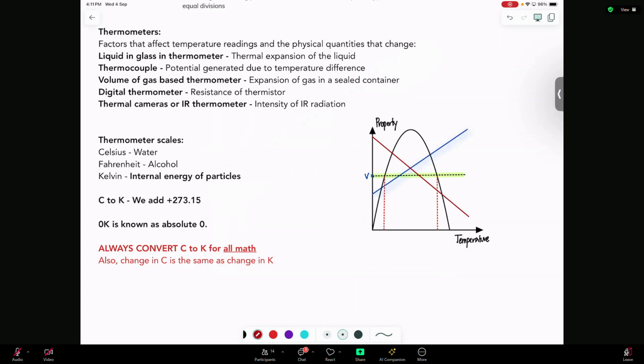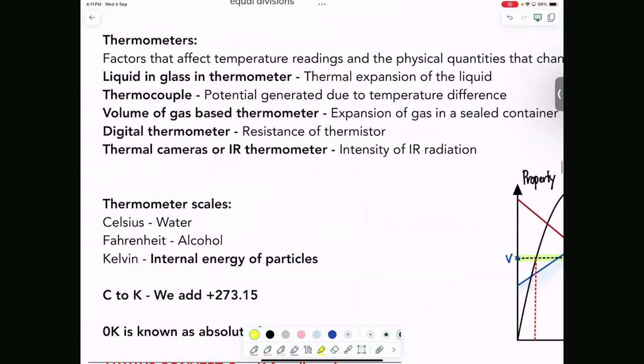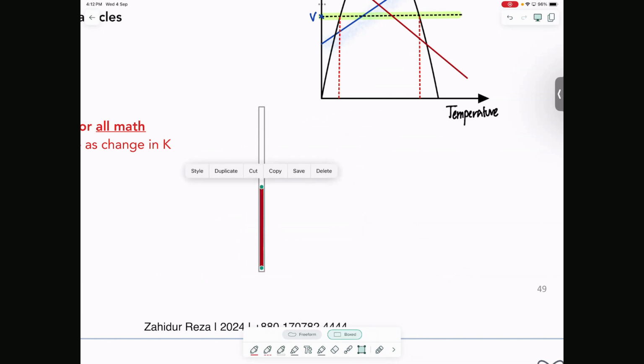So what are things that have these properties? After investigating, we found that there are liquids that do that, and the liquids expand when you provide heat to them. So we can make a thermometer out of it. So how does a liquid in glass thermometer work? You have your glass chamber here, and in the glass chamber, you place your liquid. As the temperature rises, the liquid will what? Expand. And when the temperature falls down, what does the liquid do? Contract.